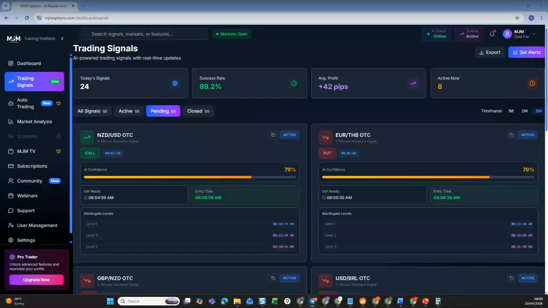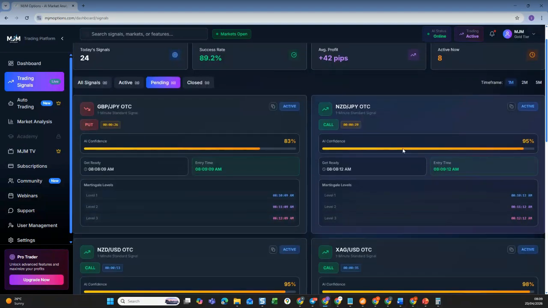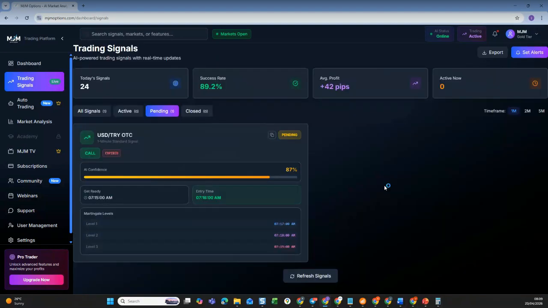So how do we take the signals here? It is very, very simple. For whatever time frame that you select, yours is just to find two things. The first one is for you to find a signal that has a high confidence of 90 to 99. That's the first step.